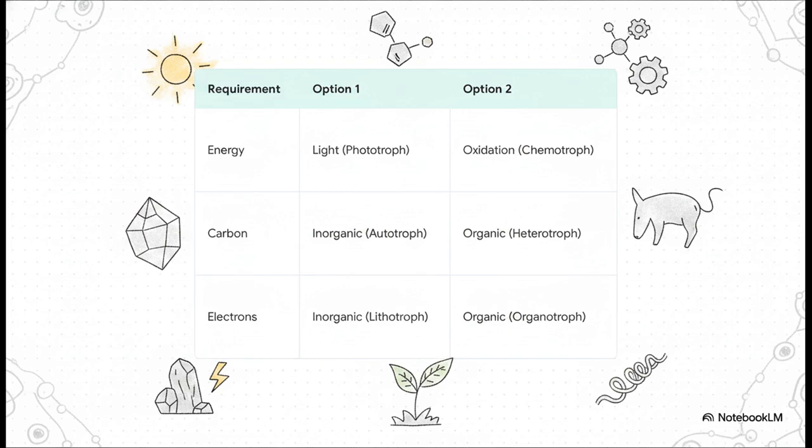Second, where does it get its carbon? Inorganic sources make it an autotroph. Organic sources make it a heterotroph. And third, where does it get its electrons? Inorganic means lithotroph. Organic means organotroph.